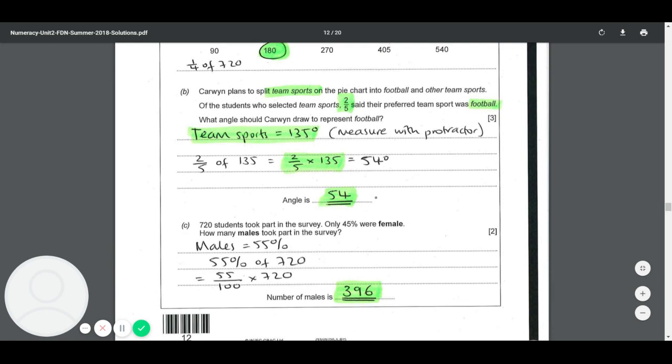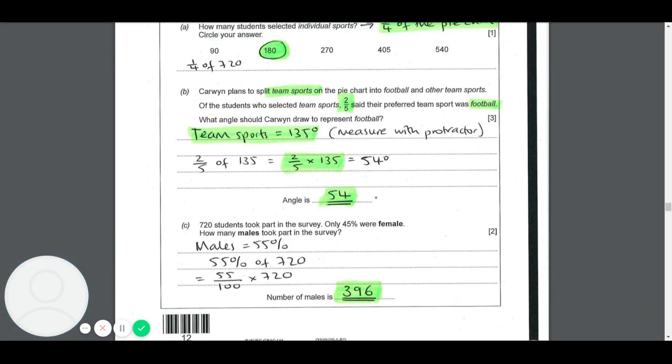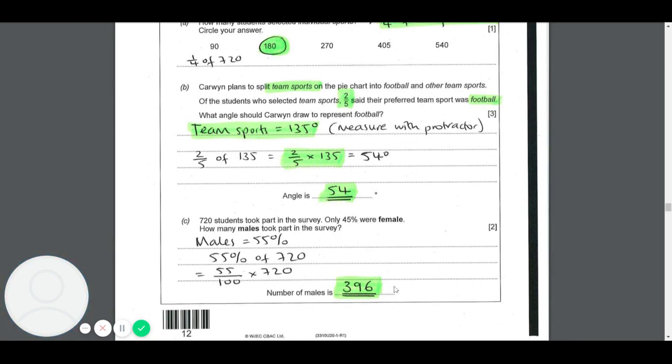720 students took part in the survey. Only 45% were female. How many males took part? So males is 55% because that's what's left from 100. And then 55% of 720. So again, they've shown percentage button, fraction button. You could use percentage, fraction, or decimal button, but 0.55 times 720, you're going to get 396.